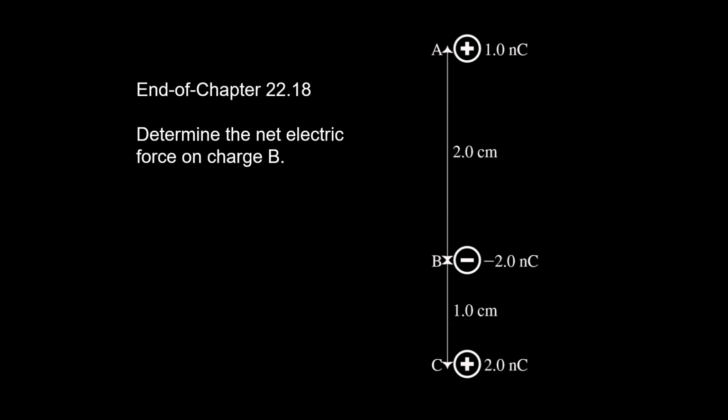So we have three electric charges. The one in the middle, charge B, is the one where we want to find the net electric force. A is at the top here. That's magnitude 1.0 nanocoulombs, right? The lowercase n indicates 10 to the negative 9. And it's got a distance in centimeters. The same thing for C. And so what does a free body diagram look like before we move on?